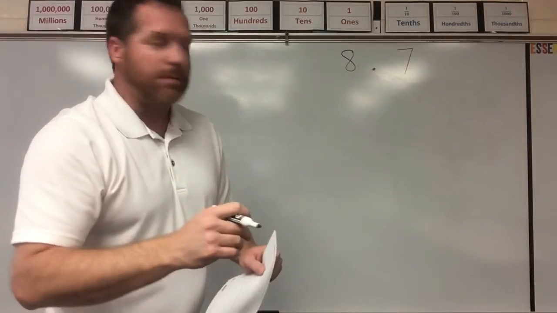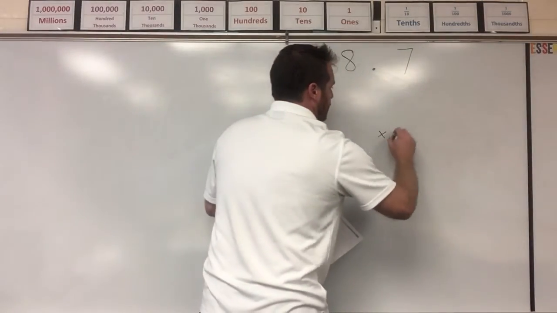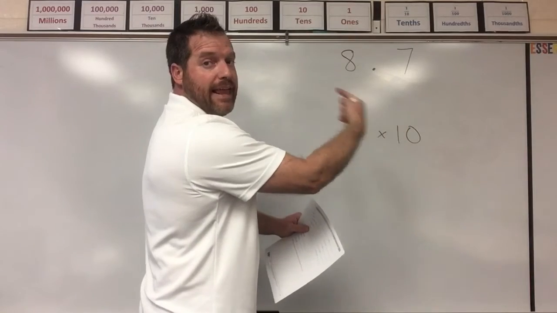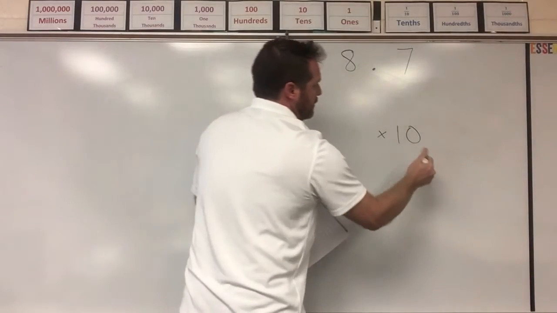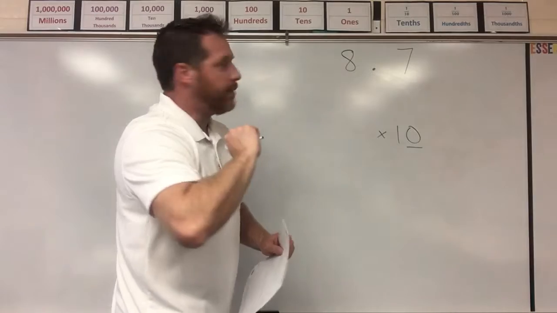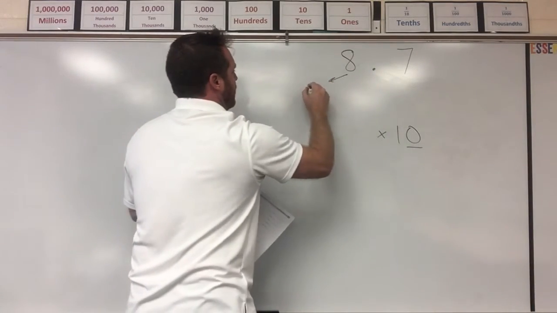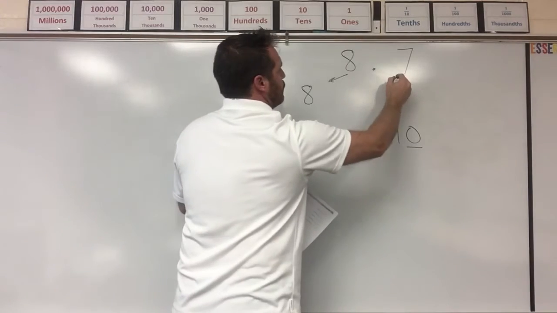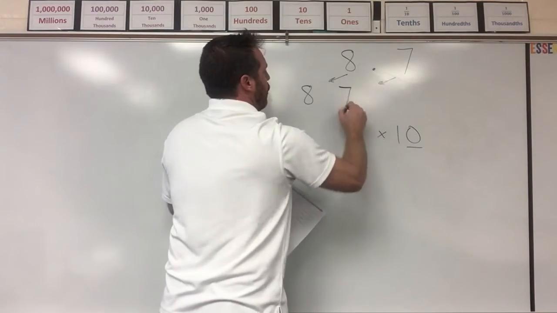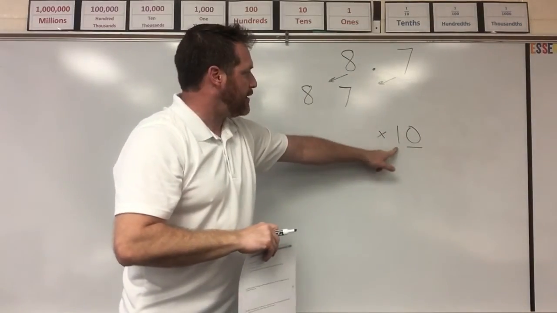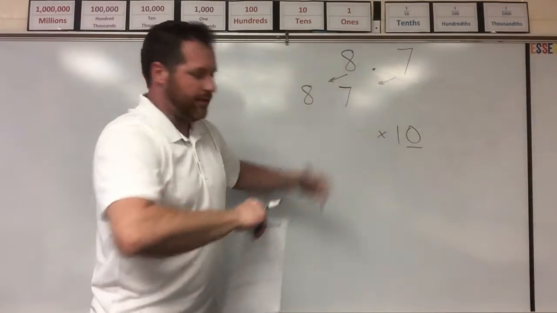In letter C, we're multiplying by 10, which means we're getting bigger and moves to the which way? Left. How many places? The 0 tells me one place. So this 8 moves to the tens place. The 7 moves one place left to the ones place. 8 and 7 tenths times 10 equals 87.